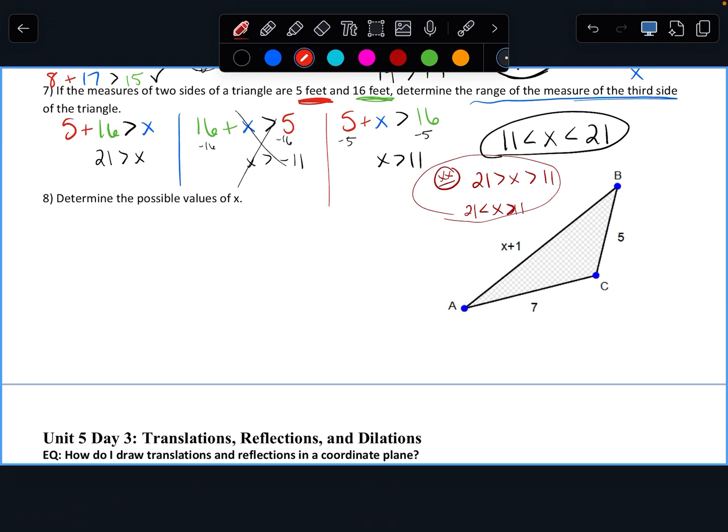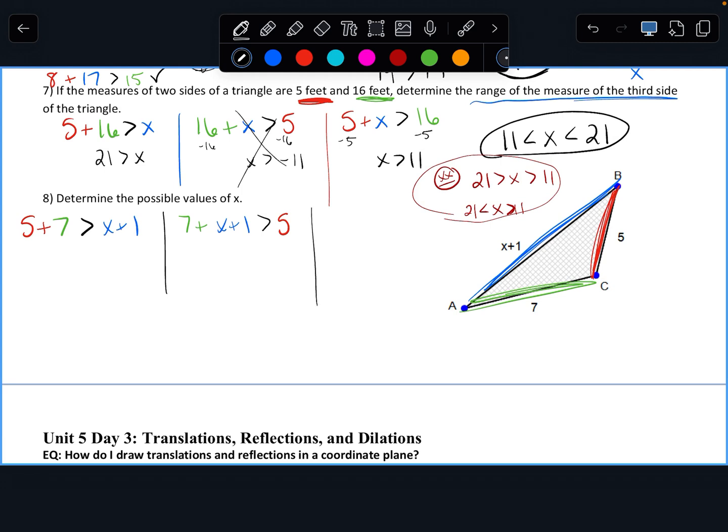So for this question, you're going to do the same as what you did on the other one. You're going to go 5 plus 7 has to be greater than the third side, X plus 1. But what I'm saying is sometimes there's algebra on all the sides. So you're just going to have to set up all these inequalities and do some algebra. So you solve that, and then green and blue is greater than red, which was 5. And then red and blue greater than green, 7. And then you solve each of them.